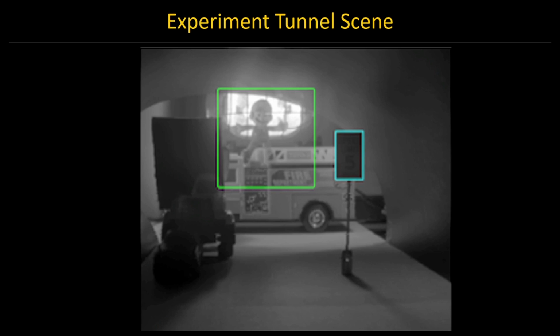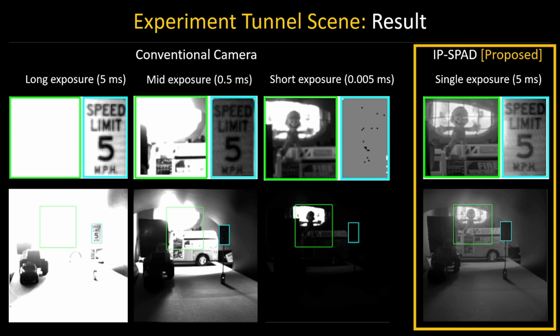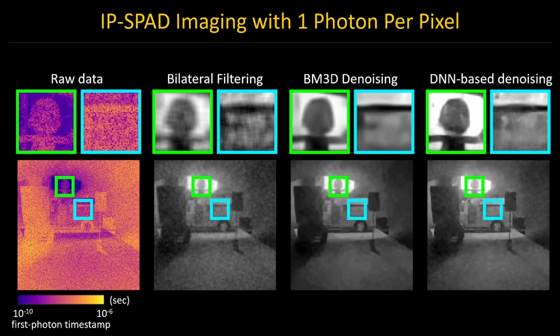Let's look at an experiment result. This scene contains a dark tunnel with a bright halogen lamp outside. A conventional camera requires multiple exposures to cover this extreme dynamic range. Quite remarkably, the IP SPAD captures this entire dynamic range of over 10 million to 1 in a single shot. You can read the dark text and see the bright halogen lamp simultaneously.